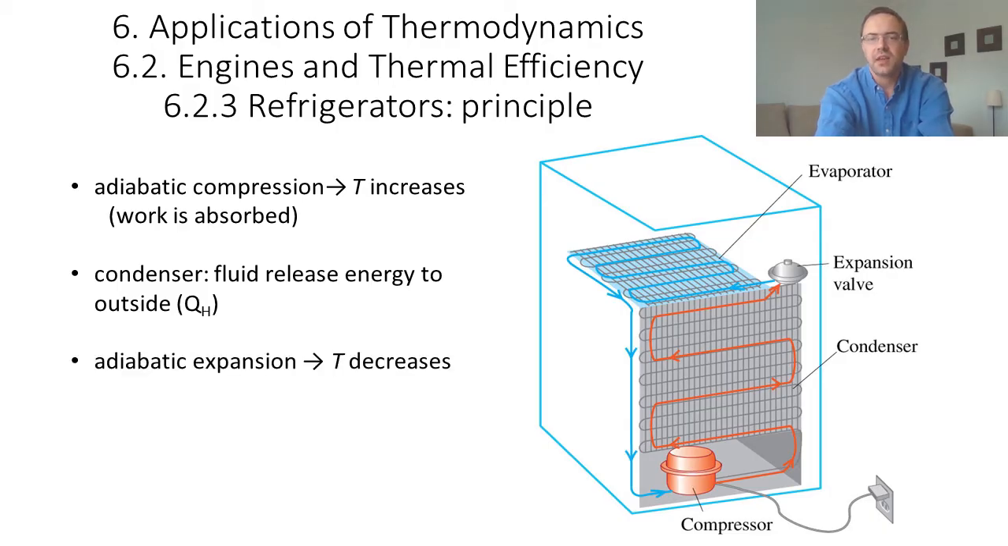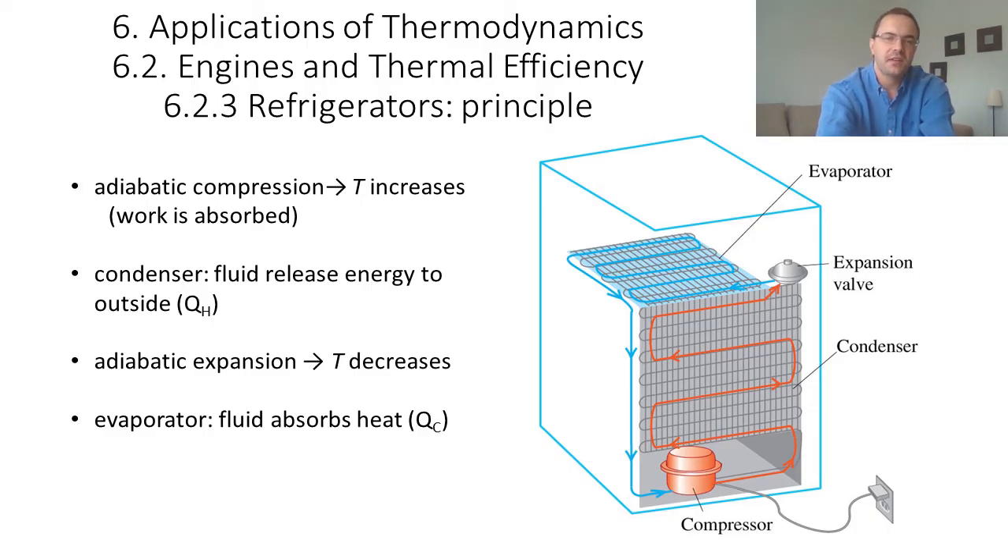Then there is the expansion valve. This is where the gas will have an adiabatic expansion, and as we have seen, the temperature will decrease during an adiabatic expansion. And then the cold gas will absorb heat from the inside of the fridge, and this is done at the evaporator. And finally, this gas goes back to the compressor and runs in a cycle.